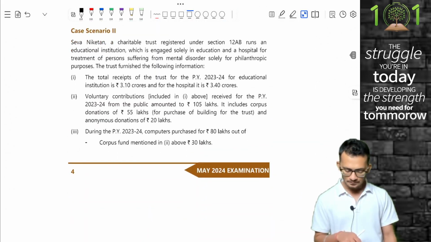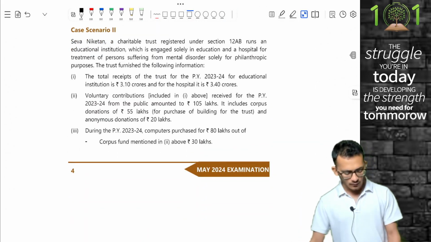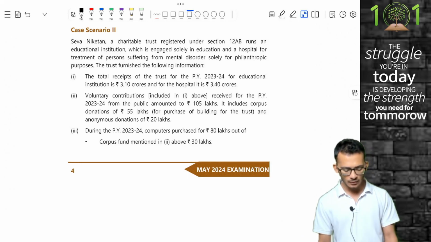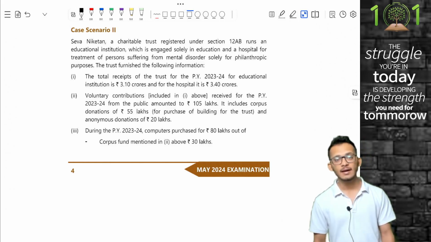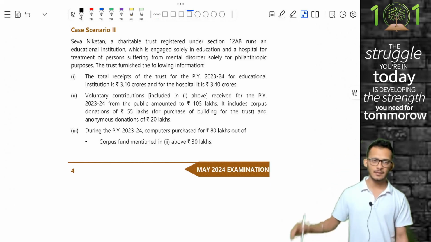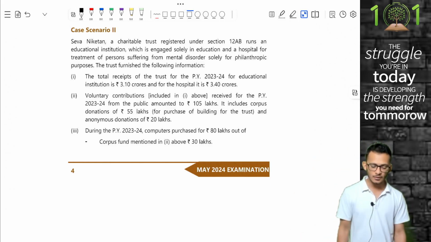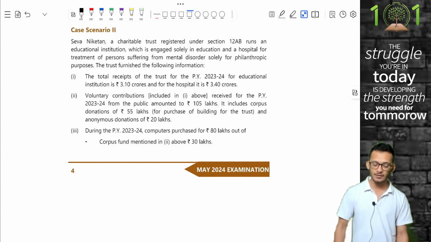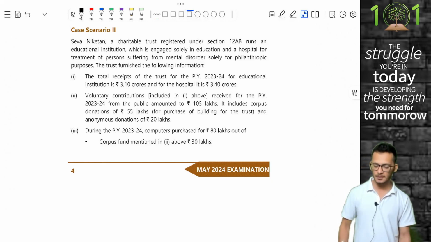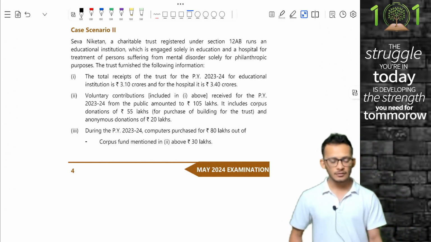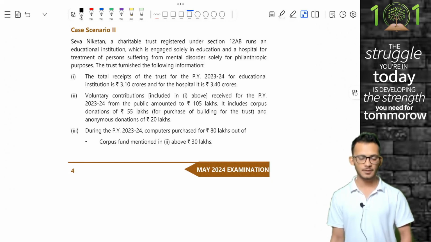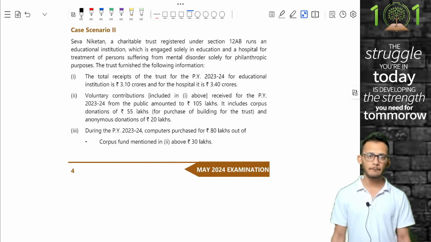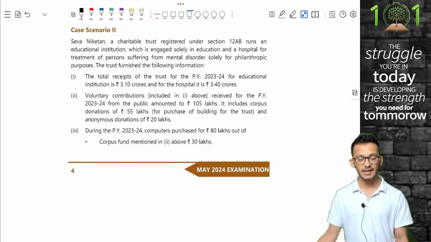Okay. Sweet. Next. Voluntary contributions included in the receipts above, received for the previous year 23-24 from the public, amounted to 105 lakhs. So you have received a total donation of 105 lakhs, which is a part of the receipts above. This also includes a corpus donation of 55 lakhs, brought in specifically for the purpose of purchasing a building, and an anonymous donation of 20 lakhs. So in this 105 lakhs, 20 lakhs is an anonymous donation.